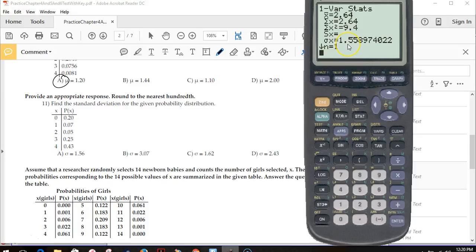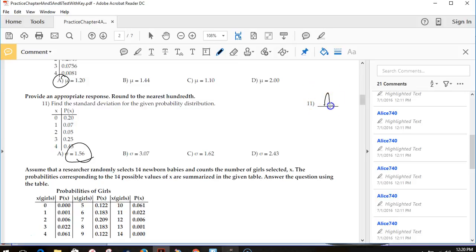And I have a 1.56-ish. Yep, there we go. A.